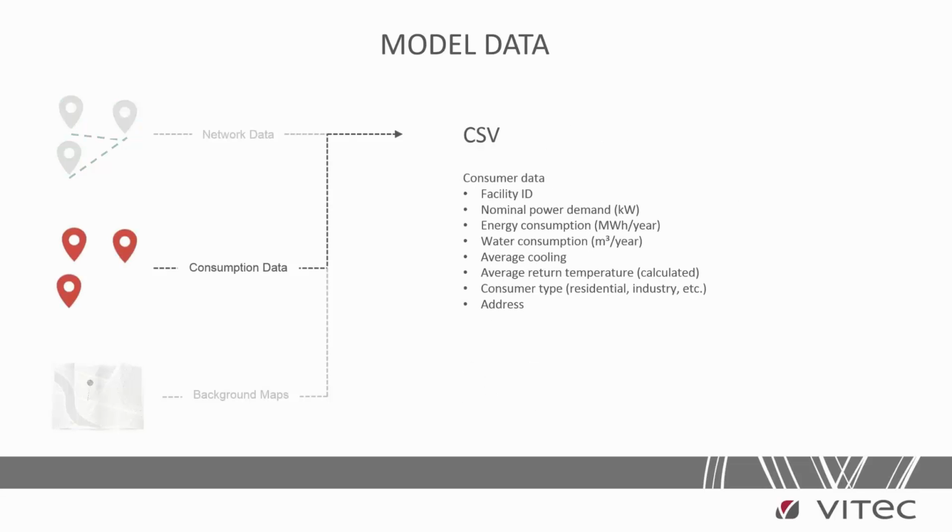And when we talk about consumption data, that often comes from some kind of billing system, and we would like to have that in a CSV file if possible, and that should contain things like facility ID, nominal power demand in kilowatts, energy consumption in megawatt hours per year, average cooling, for example, and what consumer type, if it's a residential or an industry, for example.